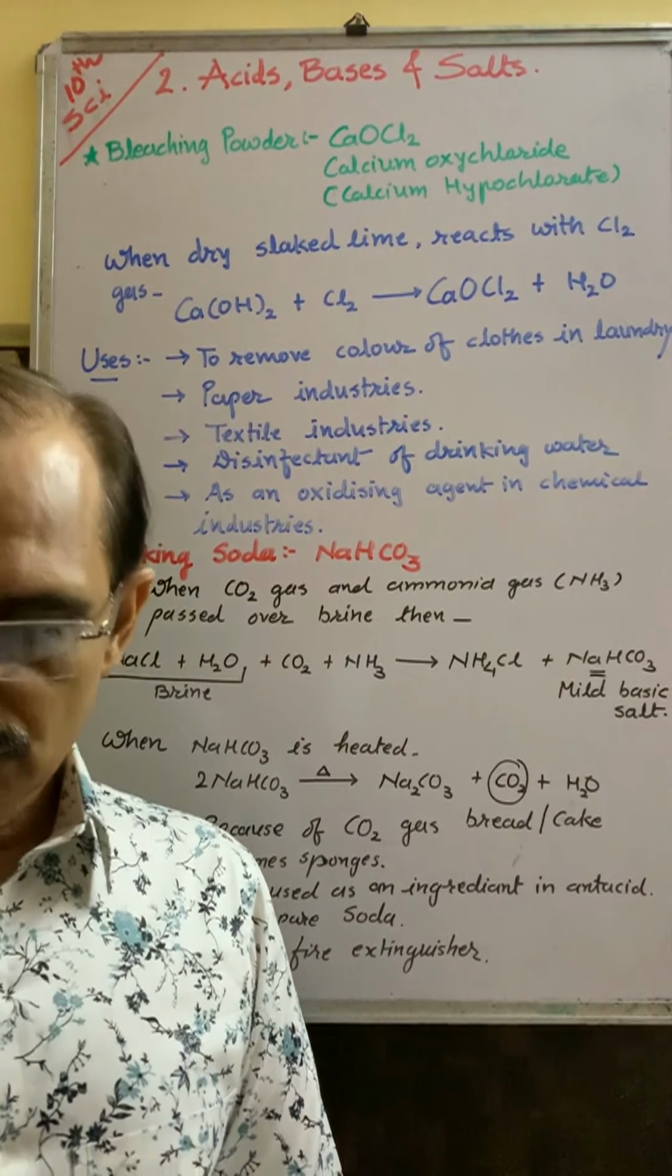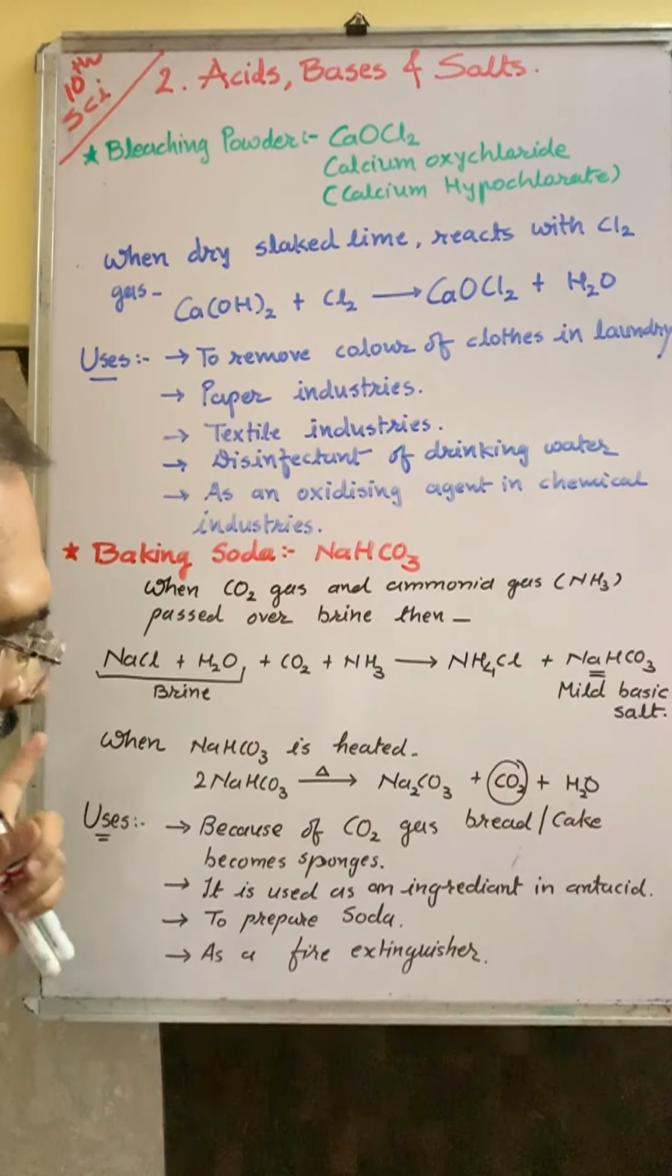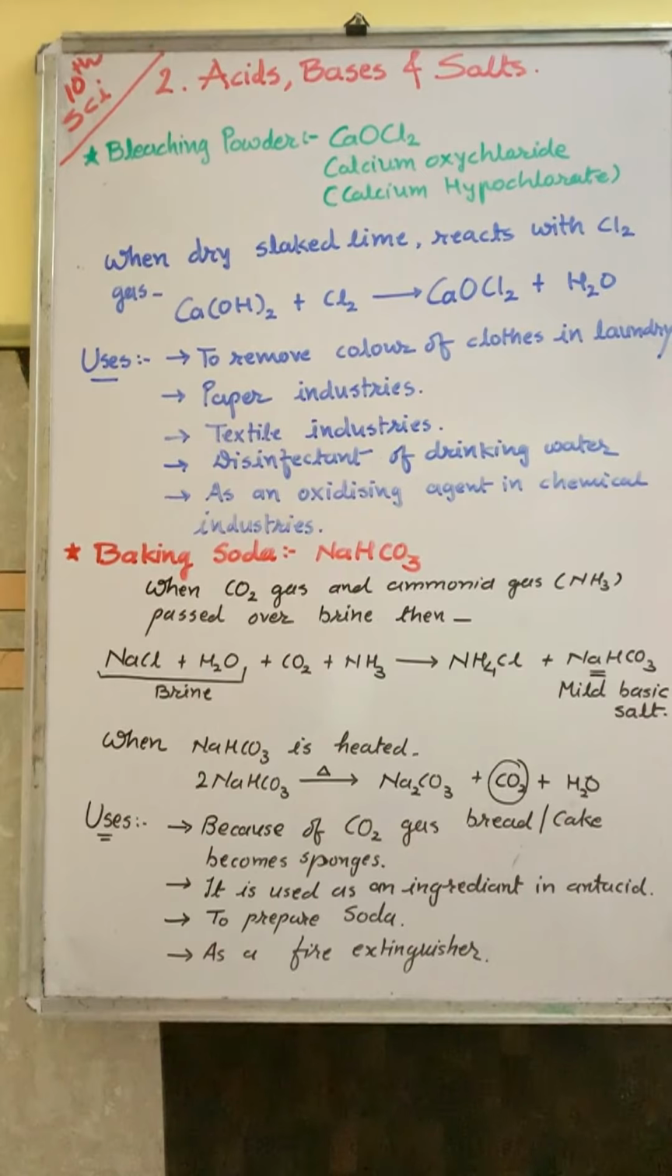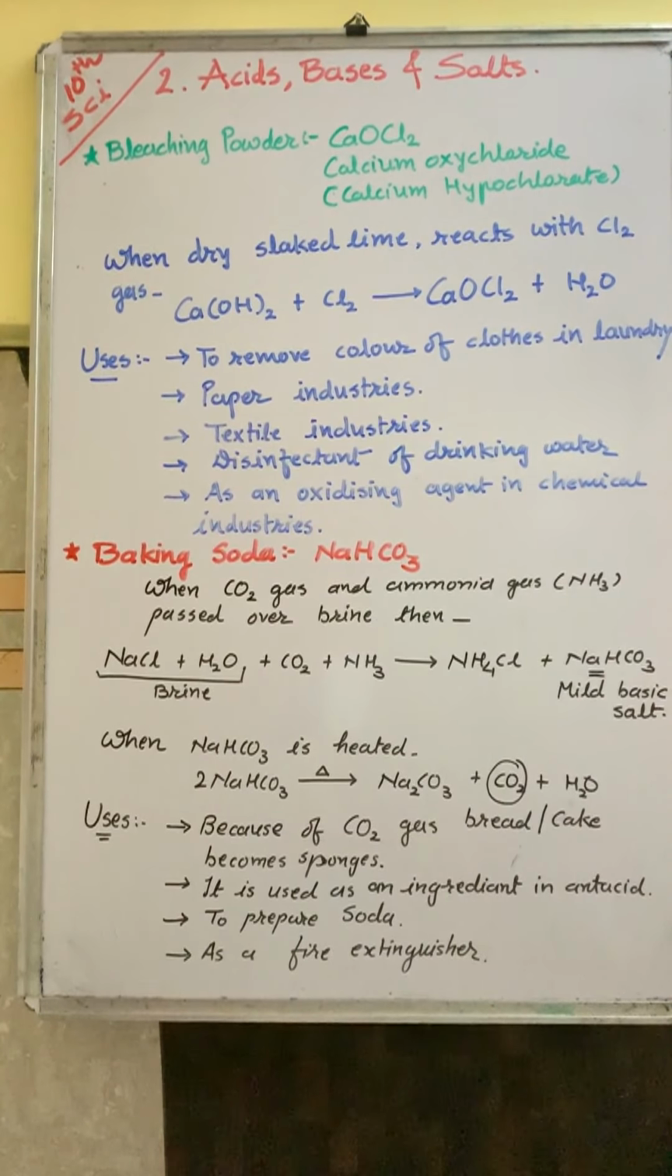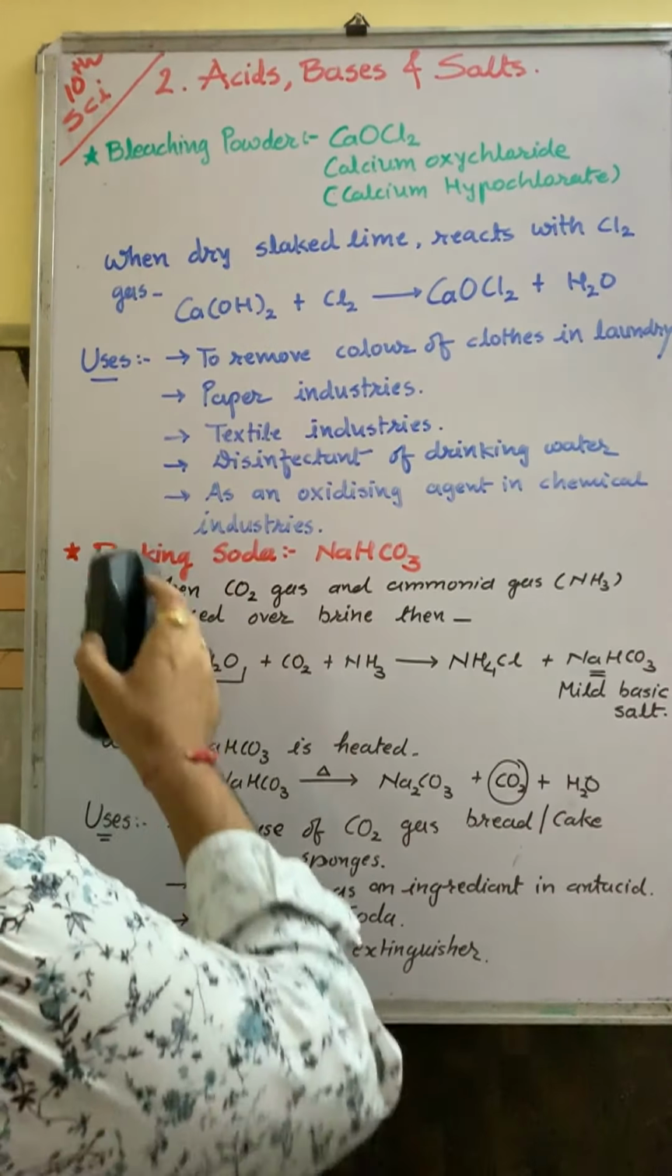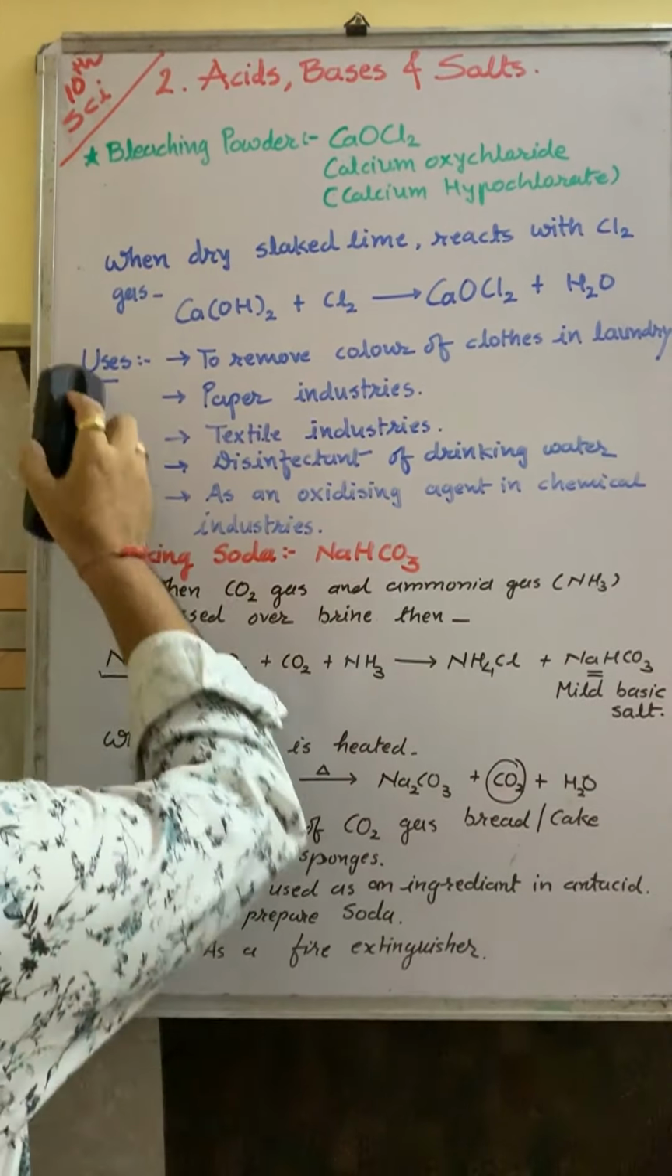Now we are going to learn washing soda. Write it properly. See, washing soda, it is Na2CO3·10H2O.